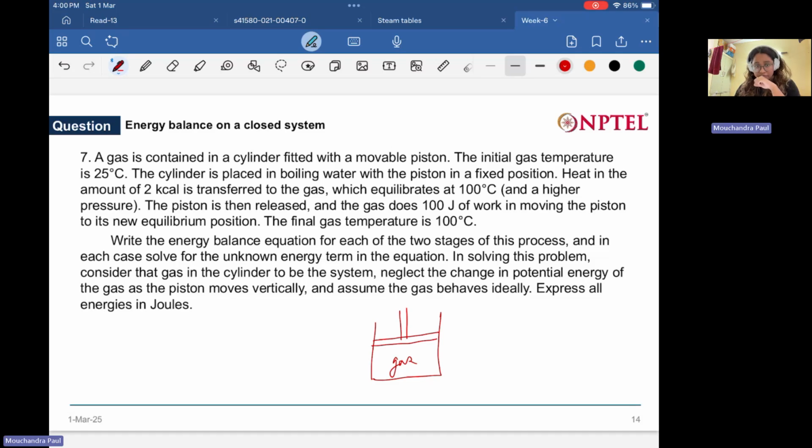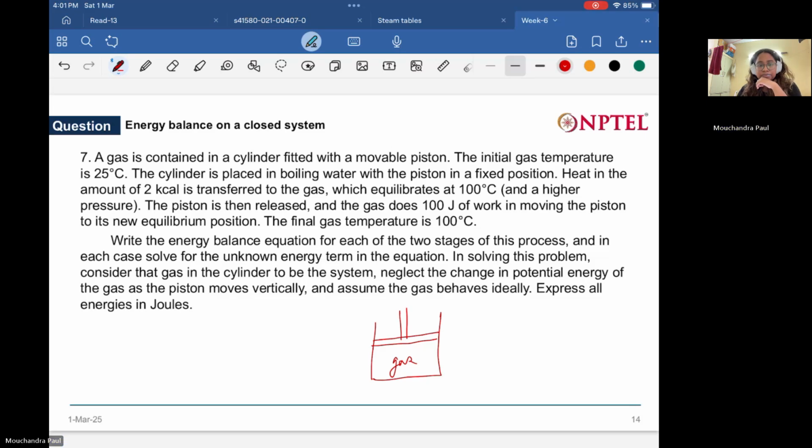Initial gas temperature is 25 degrees Celsius. Cylinder is placed in boiling water with the piston in fixed position. Heat in the amount of 2 kilocalories is transferred to the gas, which equilibrates at 100 degrees Celsius and a higher pressure. The piston is then released and the gas does 100 joule of work in moving the piston towards a new equilibrium position. The final gas temperature is 100 degrees Celsius.